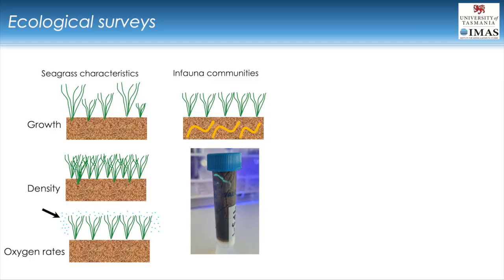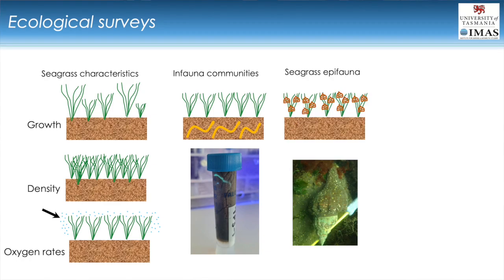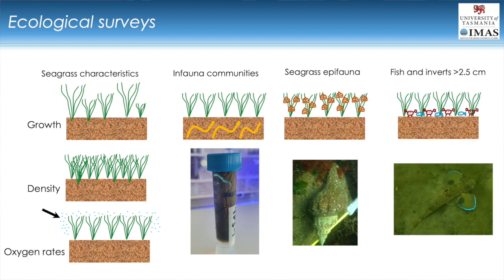I'll also be looking at different communities. This will include the infauna communities below the sediment and the epifauna communities that live within the seagrass canopy. This will also include fish and invertebrates that live just above the benthos in the seagrass.